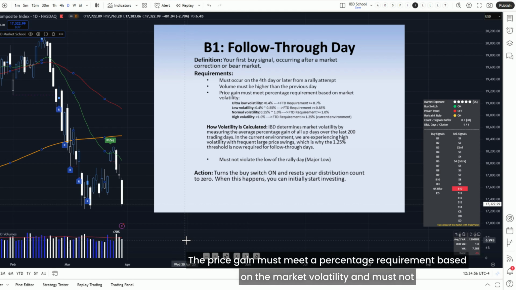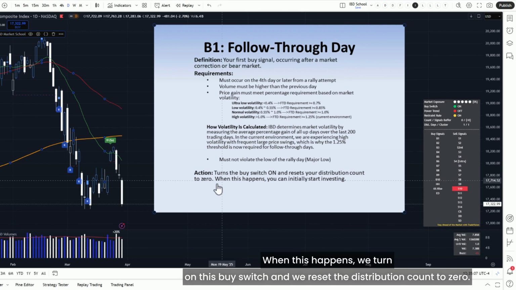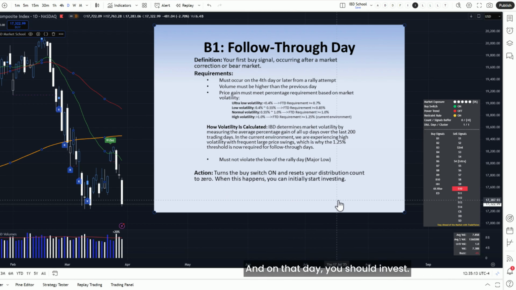The price gain must meet a percentage requirement based on the market volatility and must not violate the law of the rally day, which actually is our major law. When this happens, we turn on this buy switch and we reset the distribution count to 0. And on that day, you should invest.